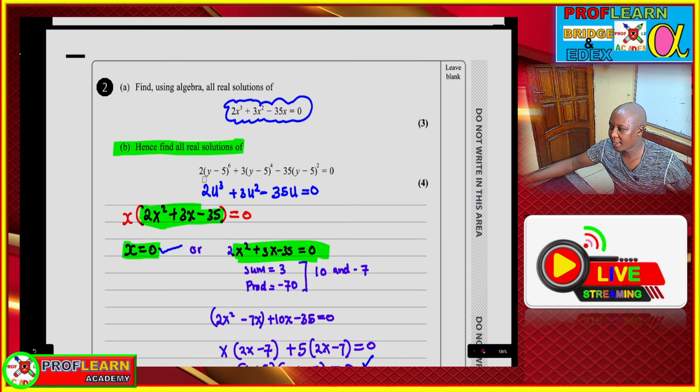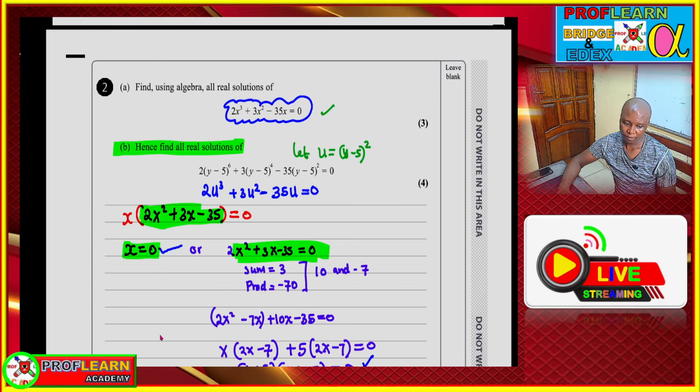And what I just did here, I decided now to let u be equal to whatever we have inside here, which is (y - 5) raised to power 2, so that if I rewrite this equation, it will be the same as the equation that was given there. Using this approach is very important because it will enable you to use the answers that you got in the previous part in order to get the answer to this.